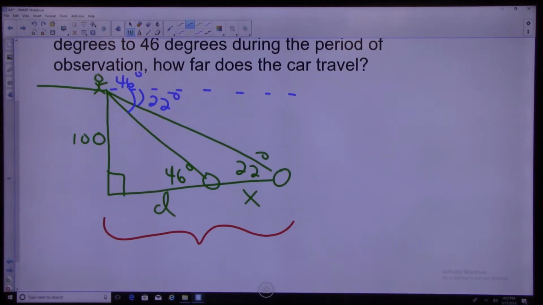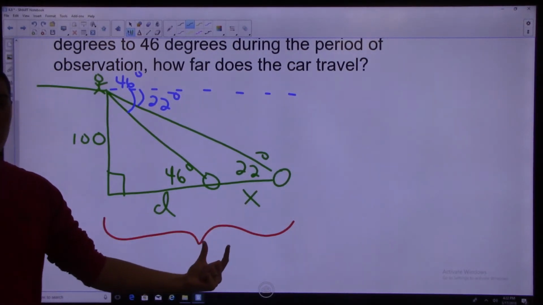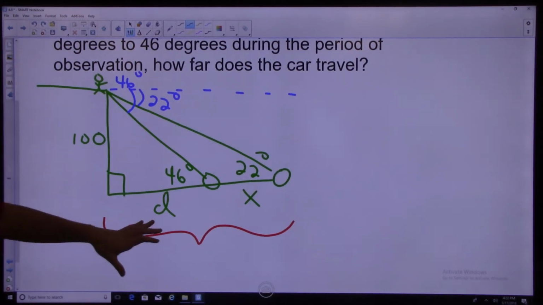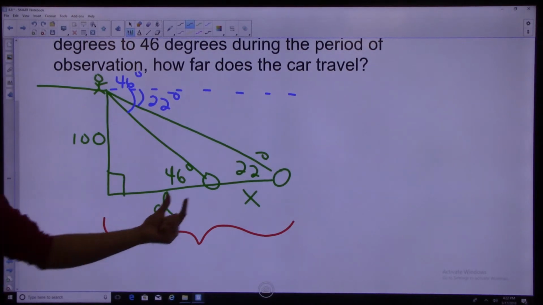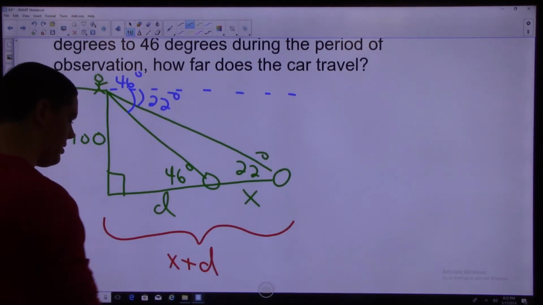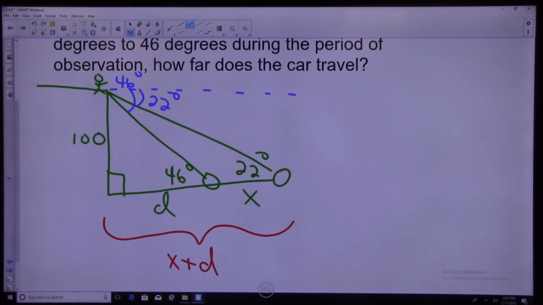So let's first, this whole thing right here, we could label a new variable if we wanted to. But let's say we just wanted to combine the two that we already have. Wouldn't this be x plus d? Is everybody okay with that? The whole thing is going to be x plus d.